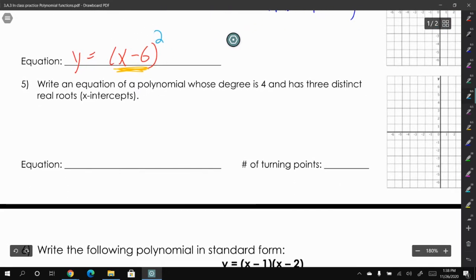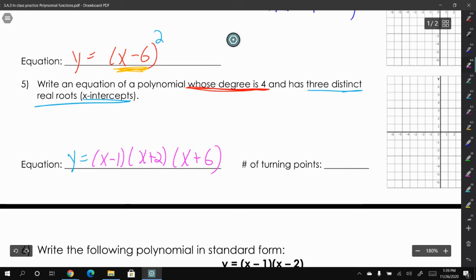Number 5 says write an equation of a polynomial whose degree is 4, has 3 distinct real roots. Okay, so degree 4 and 3 distinct roots. So what that 3 distinct roots means is that I have to have 3 sets of parentheses. So let's just make up x minus 1, x plus 2, and do x plus 6.